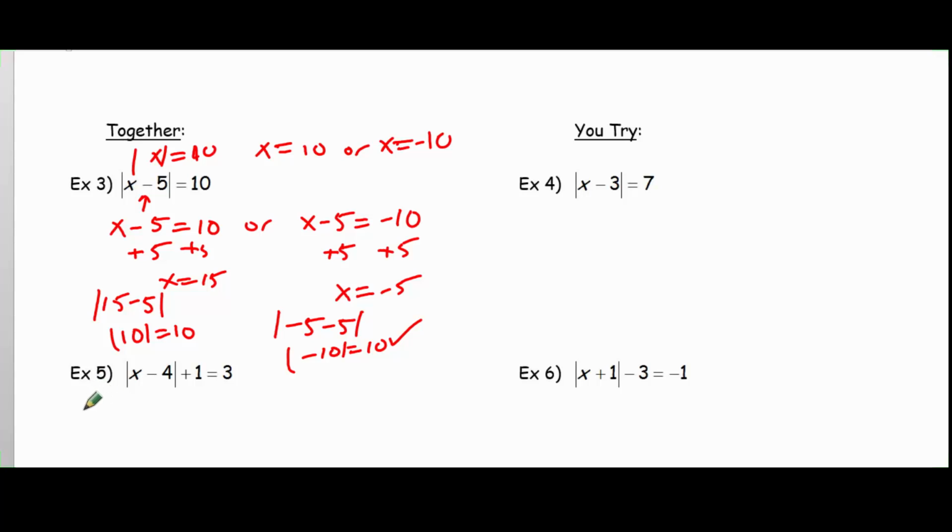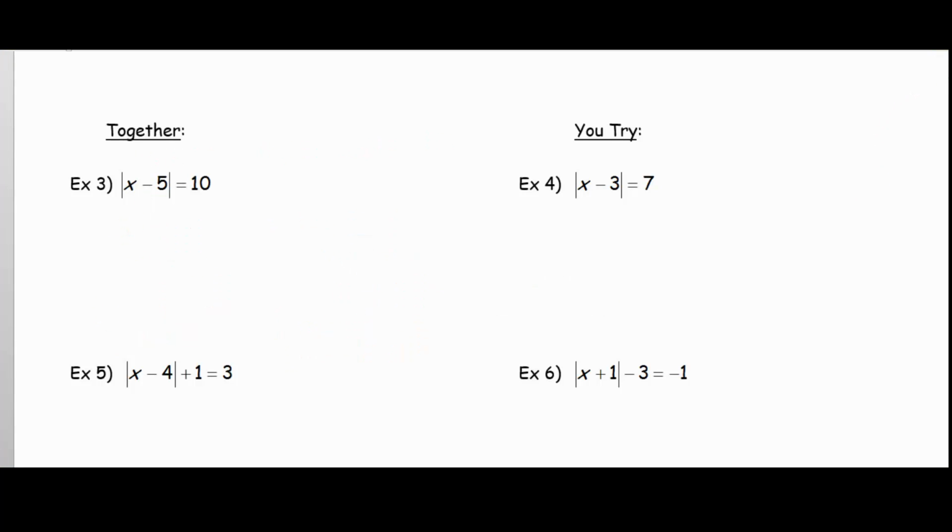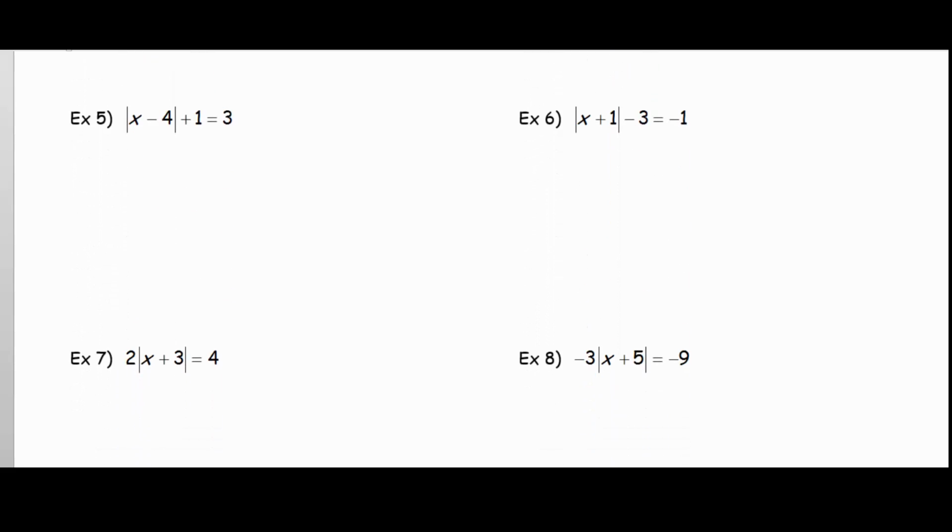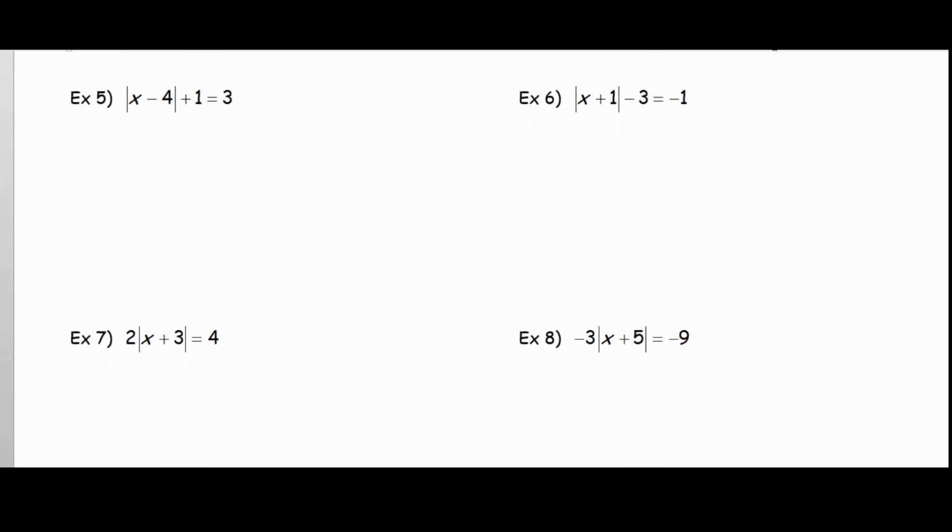Alright, let's try example 5 here. So, when the absolute value of x equals a number, you set x equals that number or the negative of that number. Here's a problem. There's this 1 here. So before we can do anything else, we have to move the 1 over. And before I do that, I'm actually going to move the screen up before I run out of space. So move over the 1. Absolute value of x minus 4 equals 2, and then we go for it.